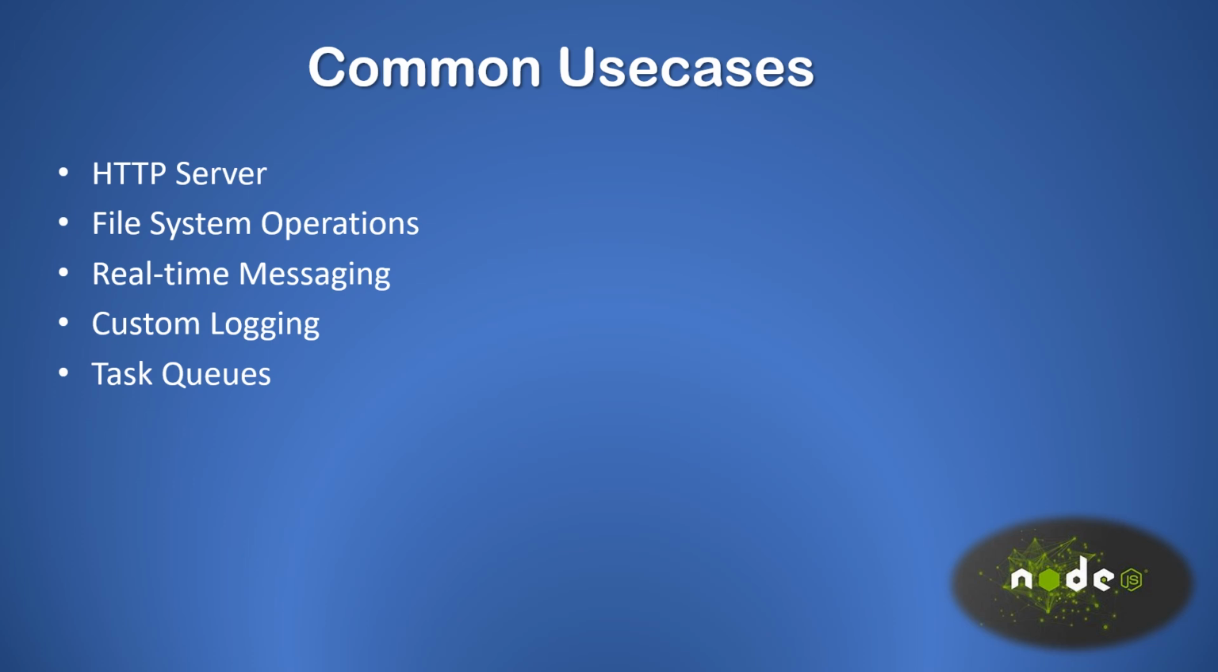We can use it for file system operations, like emitting events when files are read or written asynchronously. Real-time messaging, like handling chat messages, notifications or socket events in real-time apps. Then custom logging, emitting log events for errors or info tracking across the application. And a key one is task queues, managing asynchronous tasks like database updates or background jobs. These are the key use cases around the event module.